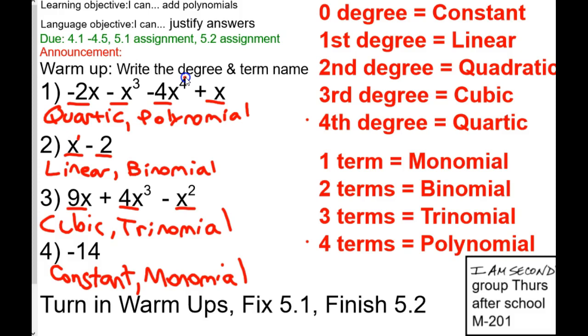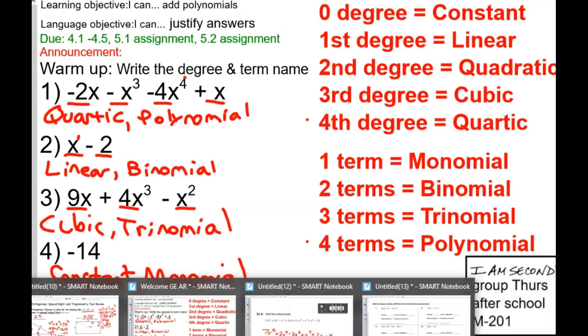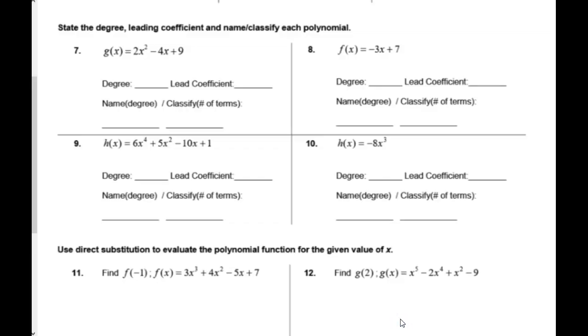This is what we're going to fix on 5.1. So you either have the one I gave back to you, or you have the one you haven't turned in yet. What I want us to fix is right here on numbers 7, 8, 9, and 10. So, right here, right here, right here, and right here. Does everyone see where it says name and classify? That's what we did on yesterday and today's warm-up, where we named it and we classified it, okay?